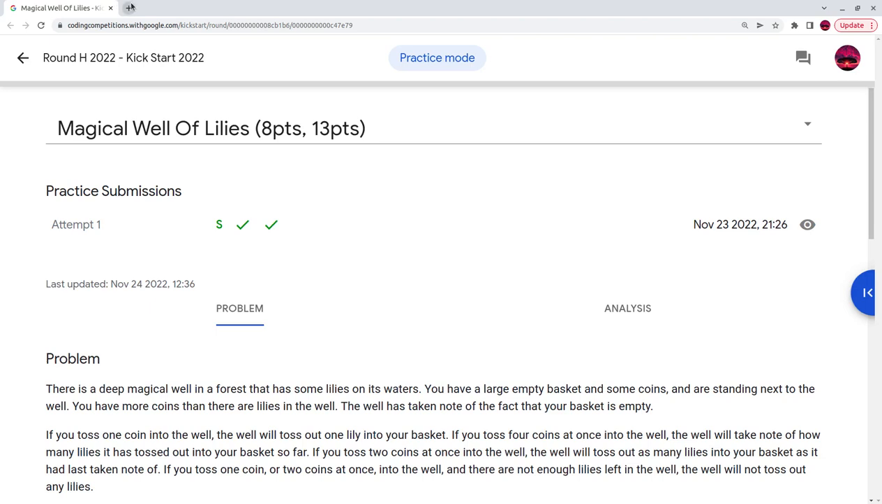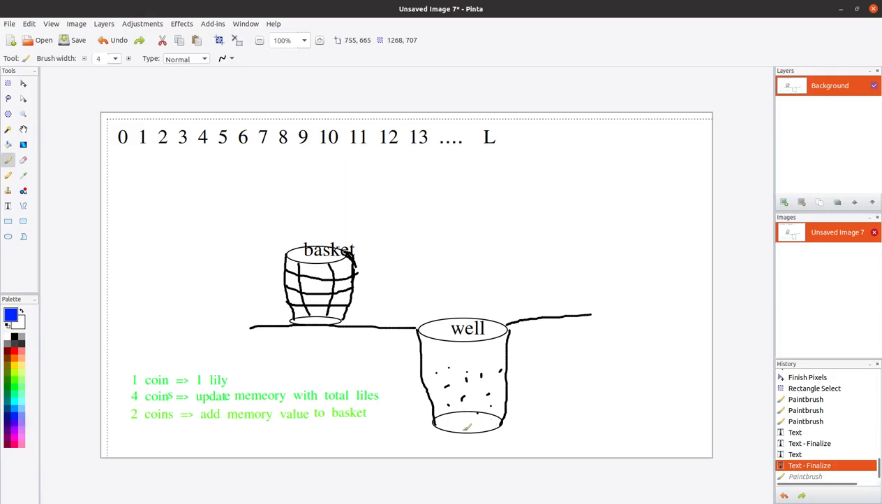Hi, this is Google Kickstart question, Magical Well of Lilies. So we have a well that contains L number of lilies, and we have a basket that is empty at the beginning, and we need to move all the lilies from the well to the basket. We can use one of these three actions at any point.